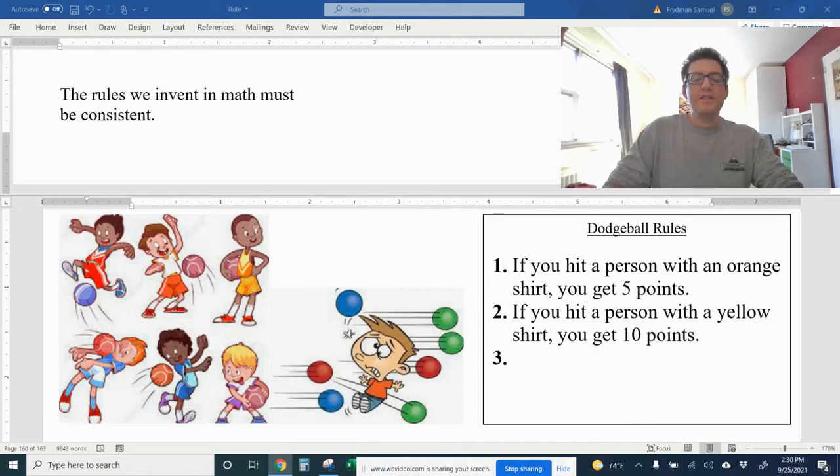Hi everybody. In this video, we're going to talk about what it means to have an exponent of 0 or a negative exponent or a fractional exponent. But before we do that, let's talk a little bit about rules in general.